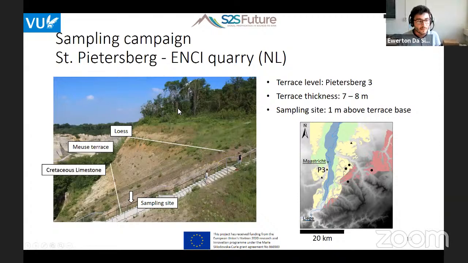This is just one example of where we have been. So like I said before, here's the Meuse terrace, and they are capped by loess deposits. And here the terraces are lying upon Cretaceous limestones. This terrace level in specific represents the level Petersberg 3 and has a thickness of about 7 to 8 meters. And we made sure to collect the samples 1 meter above the terrace base.